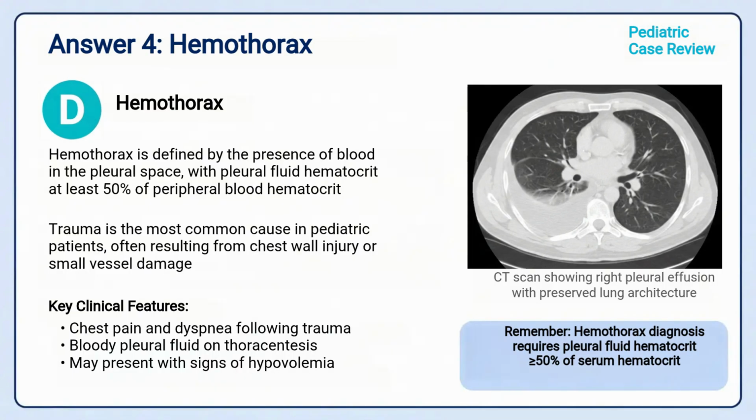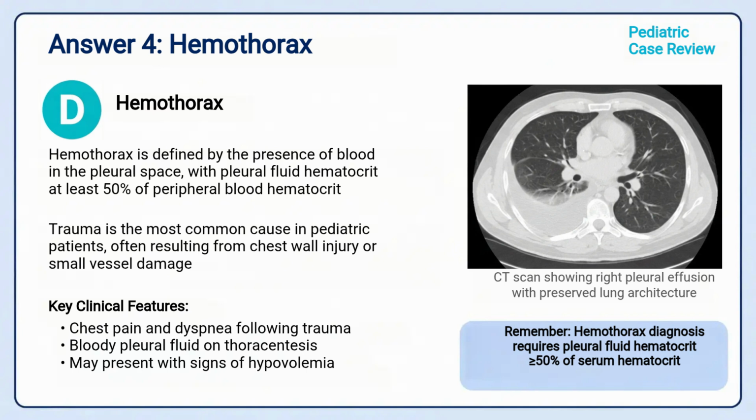Hemothorax is defined by the presence of blood in the pleural space, with the pleural fluid hematocrit measuring at least 50% of the peripheral blood hematocrit. This threshold is essential to memorize because it distinguishes true hemothorax from a blood-tinged effusion.